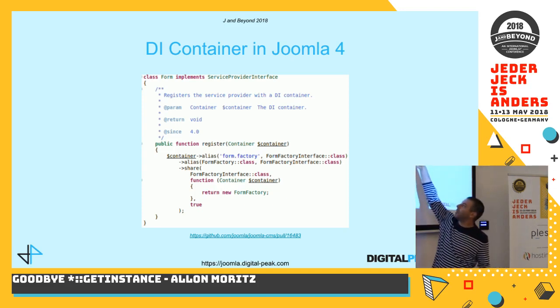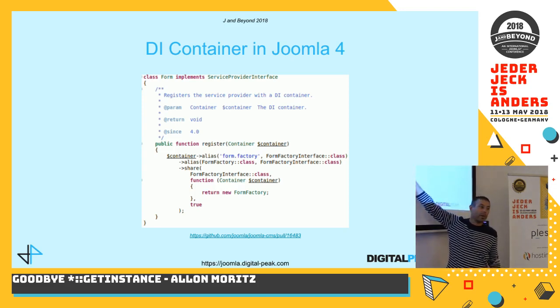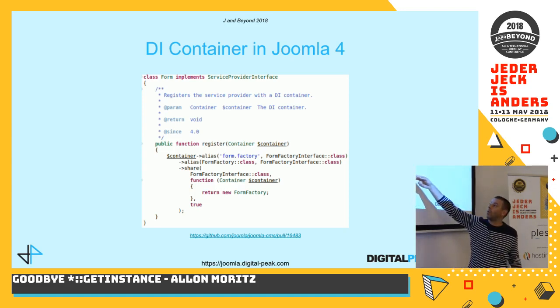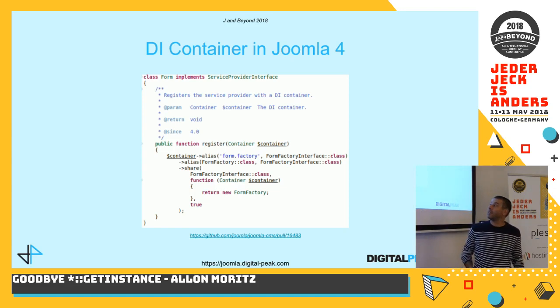And share is just a shortcut function. But the important part is that you have a key, and in that case, a callback function, which gets called the first time, or always when you make a container get. You can also pass it just new form factory, but you mostly don't want to create the objects when you set up the container. You want to create them when it gets called the first time, kind of like lazy loading.